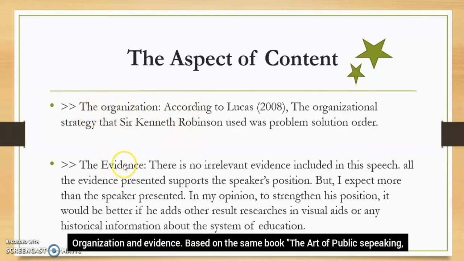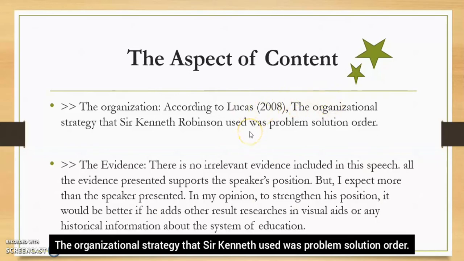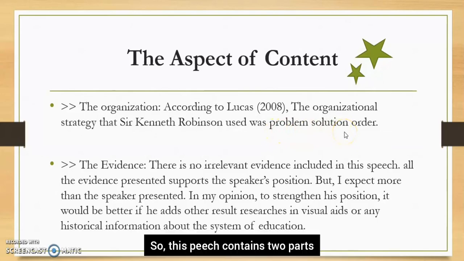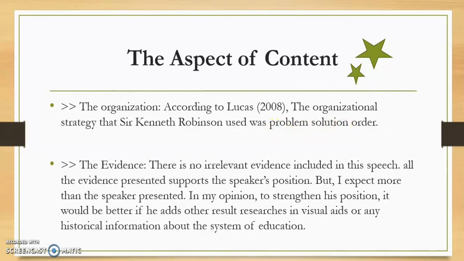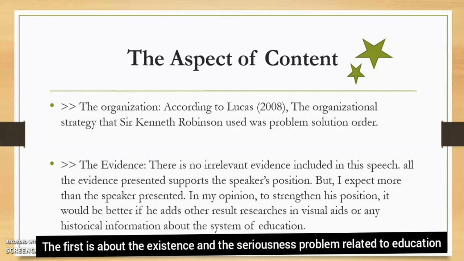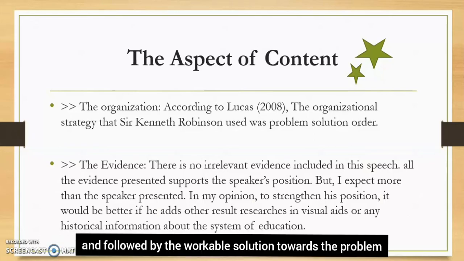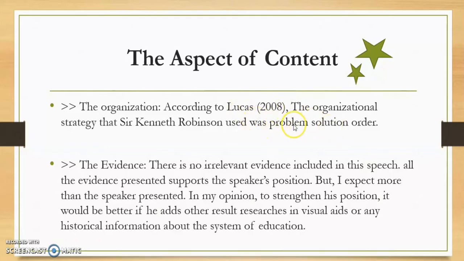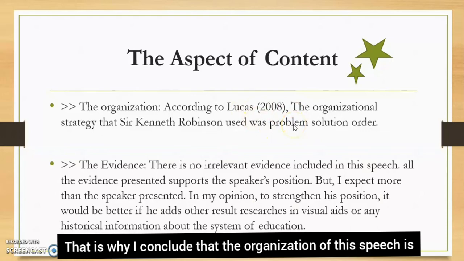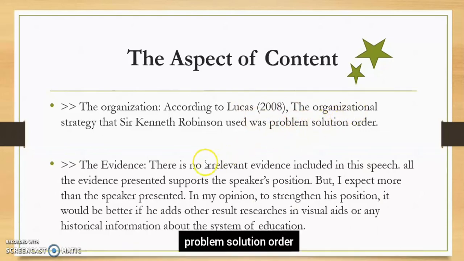Organization and evidence. Based on the same book, The Art of Public Speaking, the organizational strategy that Sir Kenneth Robinson used was problem-solution order. So this speech contains 2 parts. The first is about the existence and seriousness of the problem related to education, followed by the workable solution towards the problem. That's why I conclude that the organization of this speech is problem-solution order.